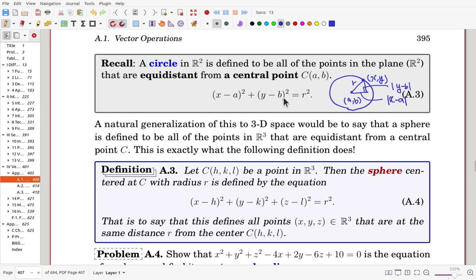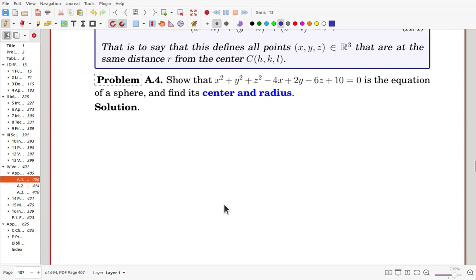Again, this formula can be expanded easily for the equation of a sphere. And by using the Pythagorean theorem, we can reach that one. The center is (h, k, l), and a point on the sphere is (x, y, z). So by using the Pythagorean theorem, we can get this one. Show that this equation is the equation of a sphere, and find its center and radius.